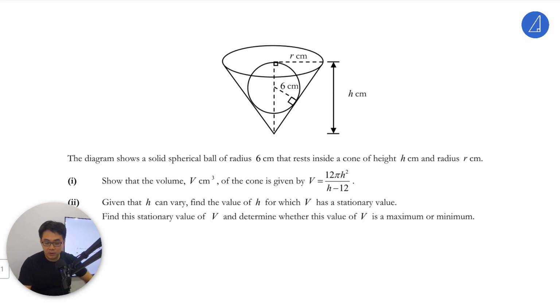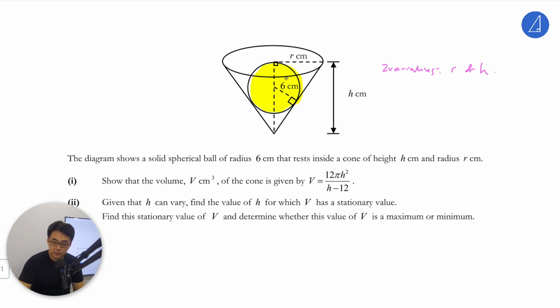So the diagram shows a solid spherical ball of radius 6. So this is fixed. The radius of the sphere is fixed here. Then the rest inside of the cone is height h, and then the radius is r. So essentially, which are your two variables? The two variables are r and h, right?